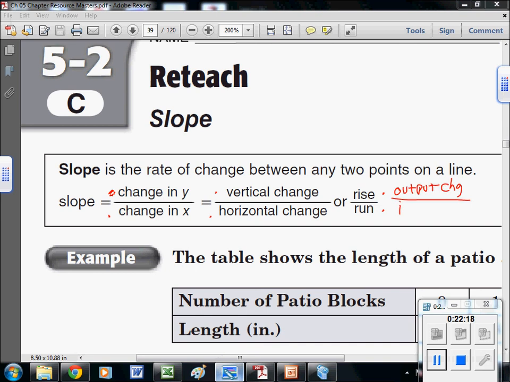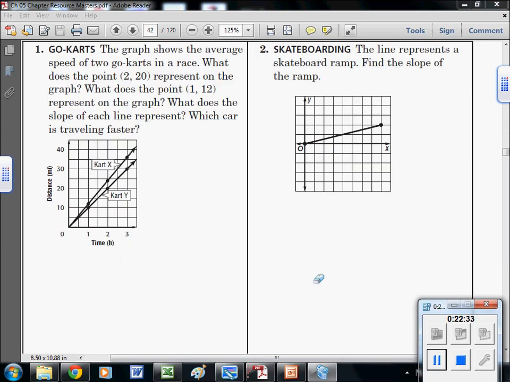It can be thought of as output change, or change in output, so output change over input change. All these things mean the same thing. Whatever you need to think of it as, think of it however you need to in order to understand, interpret, and use it. So we'll do probably one, maybe two more examples.